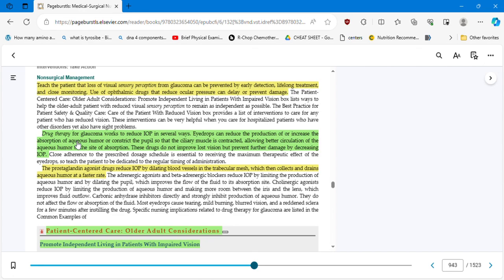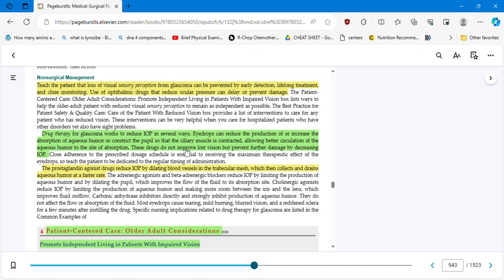Drug therapy for glaucoma works to reduce intraocular pressure in several ways. Eye drops can reduce the production or increase the absorption of aqueous humor, or constrict the pupil so that the ciliary muscle is contracted, allowing better circulation of the aqueous humor to the site of the absorption. These drugs do not improve lost vision but prevent further damage by decreasing IOP.